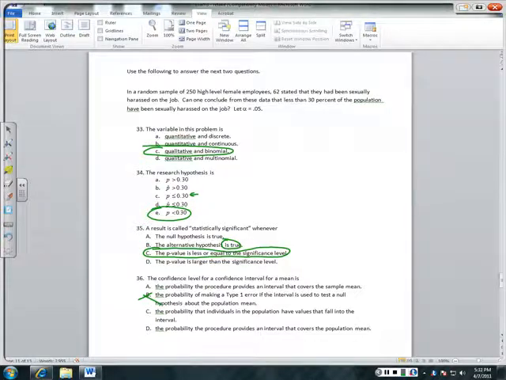But anyway, it's not C because that's just about one thing. So remember, it's always about the procedure, the process of collecting many intervals if you were going to do that. And you know, it can't be A. Confidence intervals are always going to cover the sample mean because the sample mean is the center of the interval. We want to know the probability that the procedure provides an interval that covers the population mean.